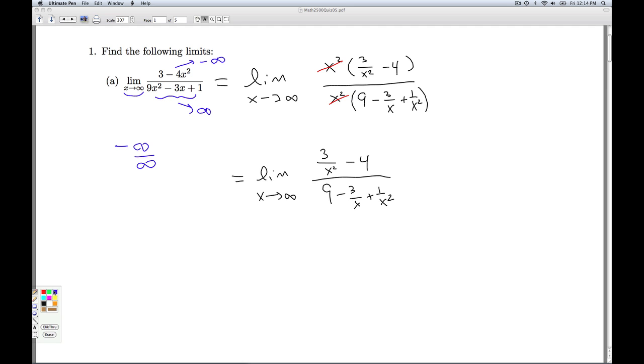Now let's see if it's in the form that I can determine the limit. As x goes off to infinity, the 3 over x squared term is going to 0. Minus 4, well, the 4 is a constant. It's going to stay at 4. 9, then these guys go to 0. So I determined the limit. The numerator is heading to 0 minus 4, which is negative 4. The denominator is heading to 9 minus 0 plus 0. That's 9. That'll do it for part A.